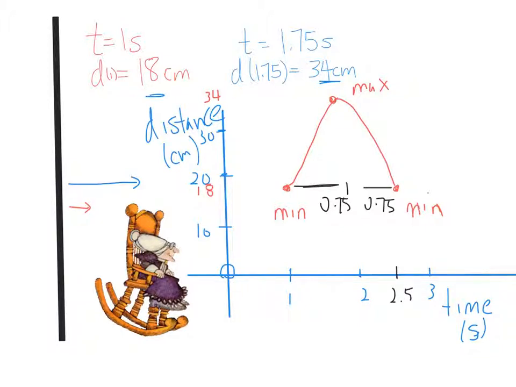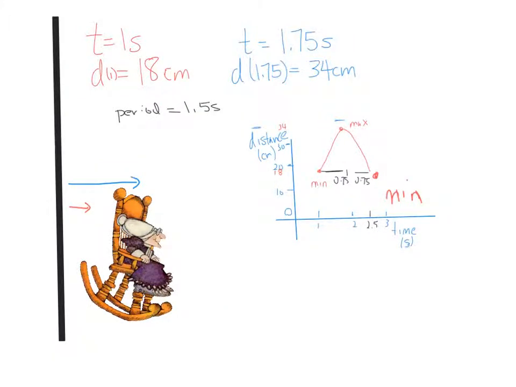So we've modeled our function, and the first question asks, what is the period? The period would be the time from one minimum to the next. So in this case, it's 1.5 seconds. What does that period represent? It represents the time it takes to rock back and forth.